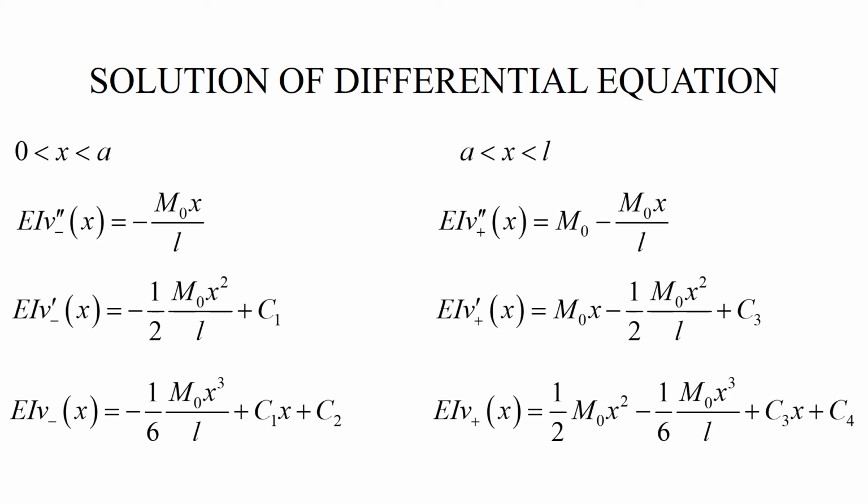The algebraic equations that will allow us to determine these constants involve 2 boundary conditions, x equal to 0 and x equal L, and 2 continuity conditions at x equal to A. So in total, we have 4 constants and 4 conditions, 2 continuity and 2 boundary. So we're in good shape. Let us see how it's implemented.